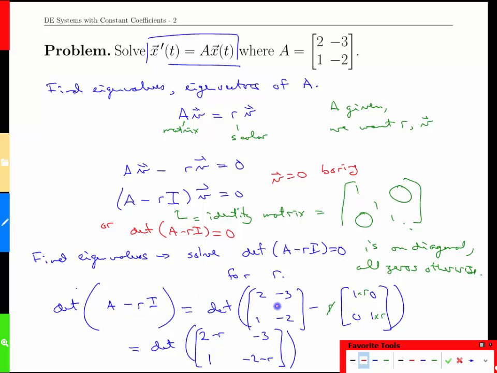We don't usually go through all these steps to get to here, because the upshot is, if you look at the pattern, A minus rI is equal to A with minus r's on the diagonal. Because the identity matrix is only 1 on the diagonals, we end up with minus r, minus r down the diagonal.